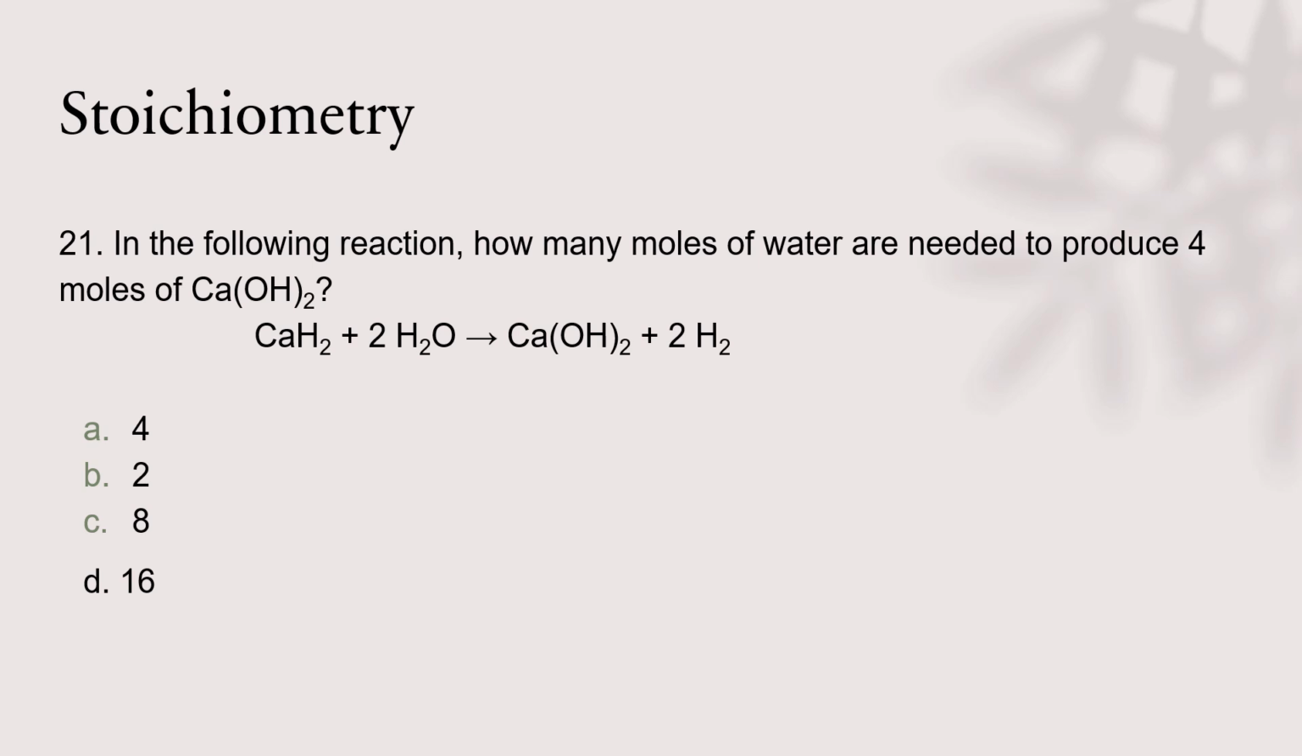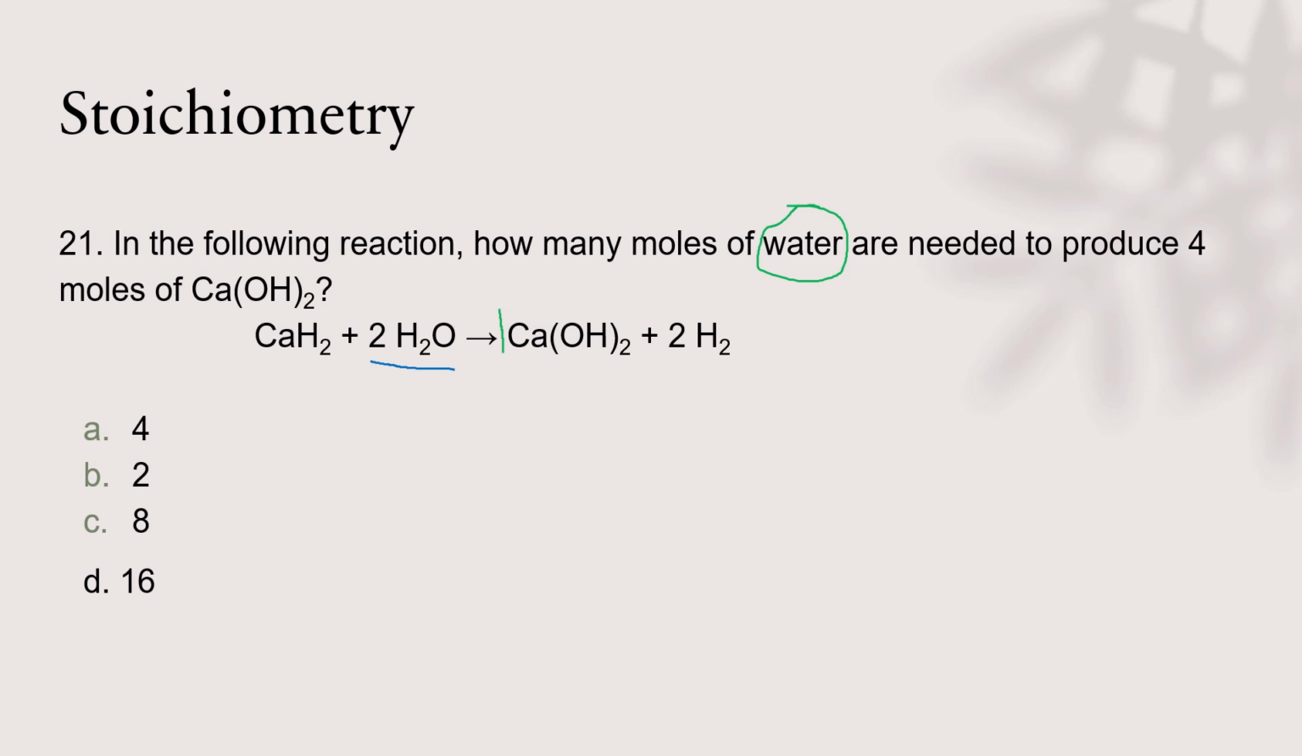This question is asking, in the following reaction, how many moles of water are needed to produce 4 moles of calcium hydroxide? Looking at the reaction scheme, the coefficient in front of it right now is a 1. In order to do this problem, we need to first look at what two we're comparing. We already know it's calcium hydroxide. The other one is water. So I'm just going to underline those two so that we make sure we're focusing on that.